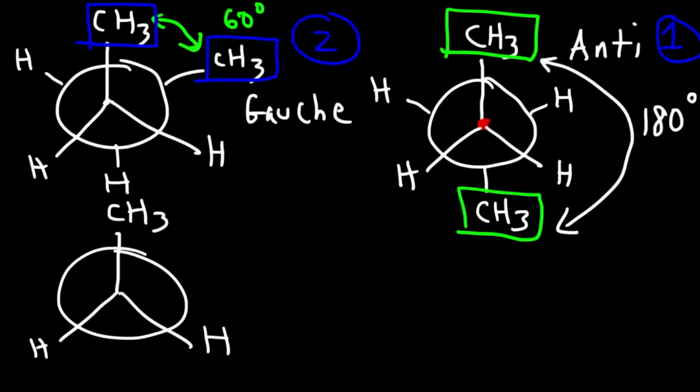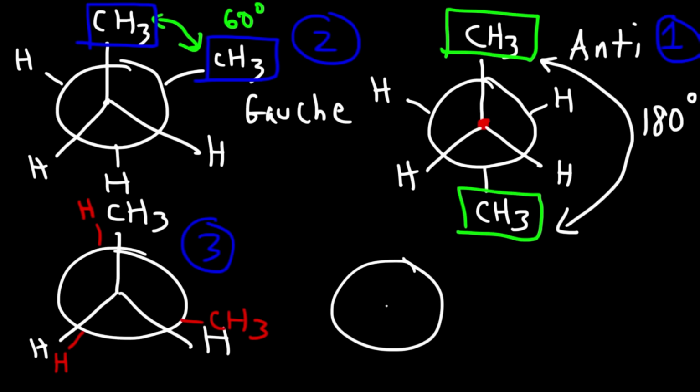The first one, which I'm going to show in red, a hydrogen eclipsed the methyl group, and we have this methyl group eclipsed in the hydrogen. So this is the third most stable conformation.